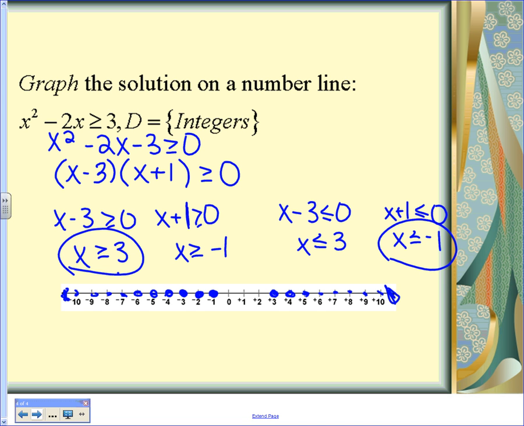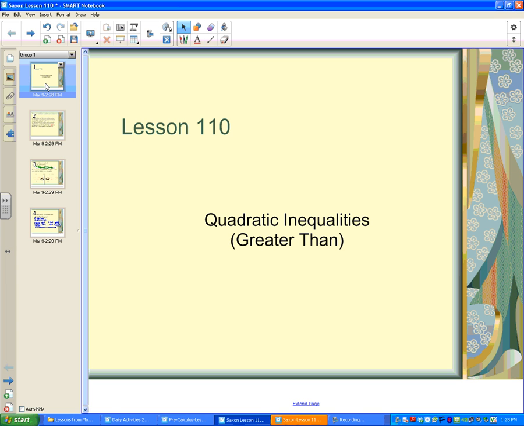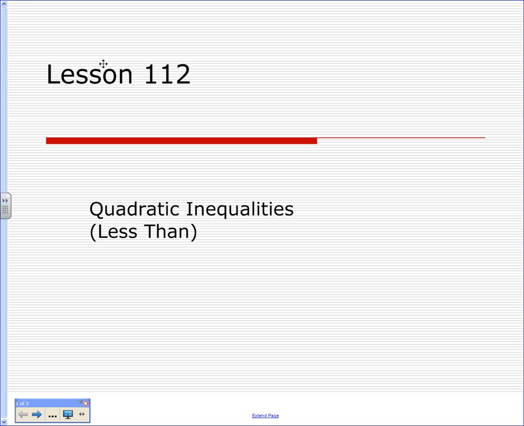Do you notice that we get a 3 and a negative 1, and a 3 and a negative 1? And then we use one of the 3s and one of the negative 1s. That'll work every time. You just gotta figure out which one you're gonna use. Go with me so far? Okay, so that's if they are greater than, positives. This is now looking at less than. You can do them on the same page of your notes for lesson 110, unless you just want to do them on a separate page. You don't have to. You just keep going.